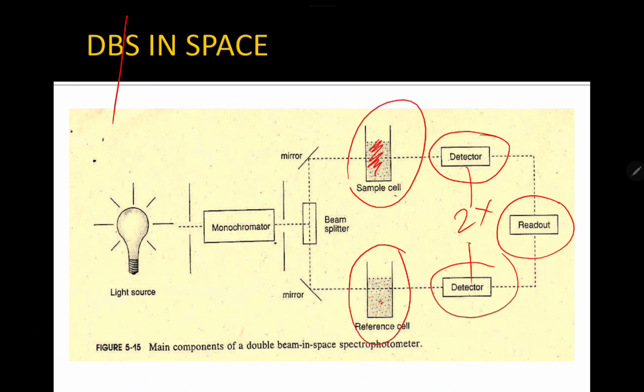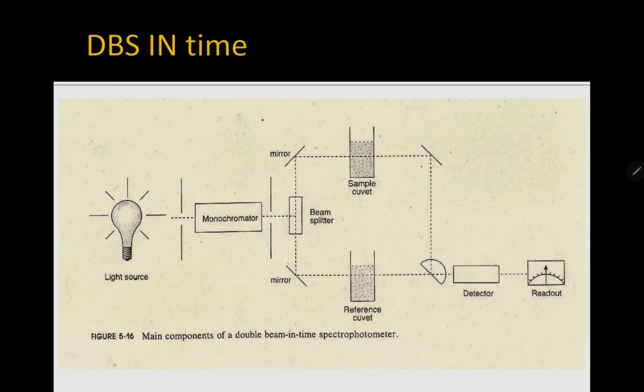Okay, so we have three types of reader, di ba? So that is for the double beam in space. We also have the double beam spectrophotometry in time. So double beam spectrophotometry in time has the same principle.